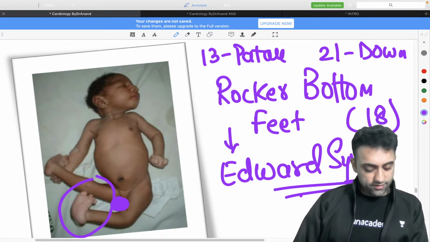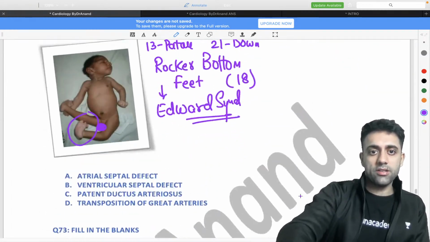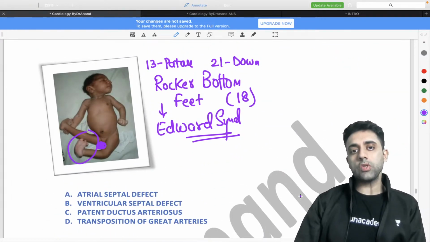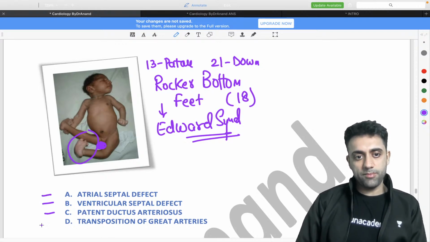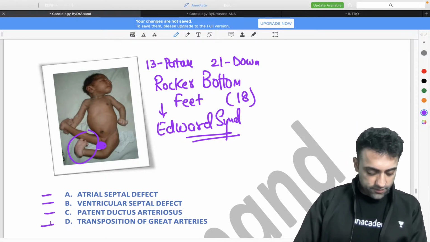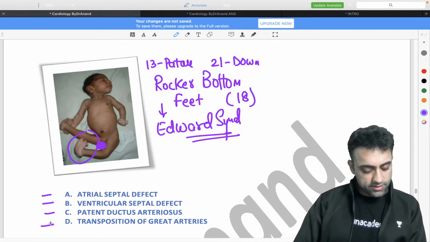Yes, okay. Alright, pancake dear, let's do these questions. Edwards syndrome. Which is the most common congenital heart defect in Edwards syndrome? The options are ASD, VSD, PDA, and TGA. What do you think? What will you answer for this?